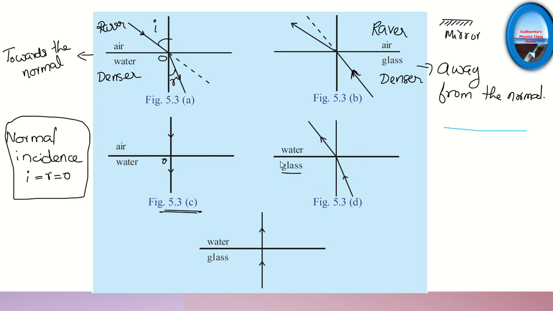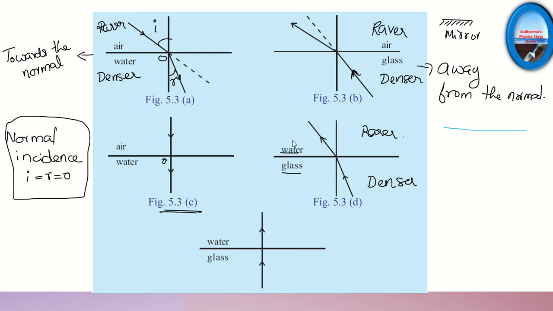Question, the diagram number B, then here the light is traveling from glass to water. Tell me what is denser medium and rarer medium? Just think for a second. Glass is denser. Water is rarer. So what happens? Denser to rarer medium, the light will be bending away from the normal. Again from glass to water, denser to rarer medium itself, but it is a normal incidence condition. So it moves without bending.